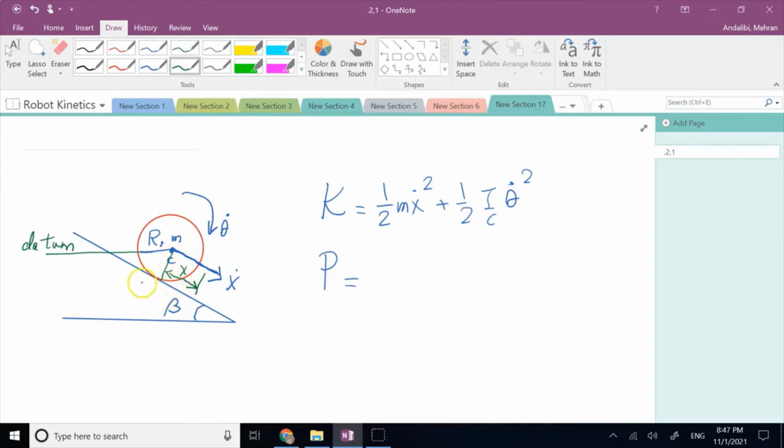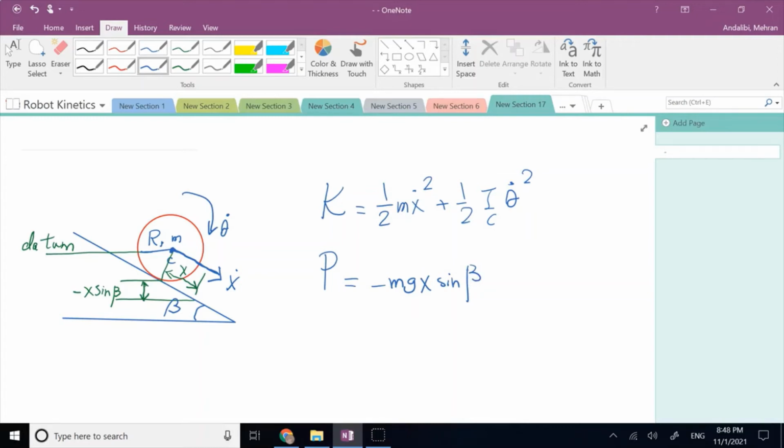Then how much you have moved vertically down. So how much is this vertical displacement? Clearly, it is equal to x times sine of beta, and it is downward. So the potential energy is going to be mgy, where y is negative. So it is going to be negative mgx times sine of beta. Okay?